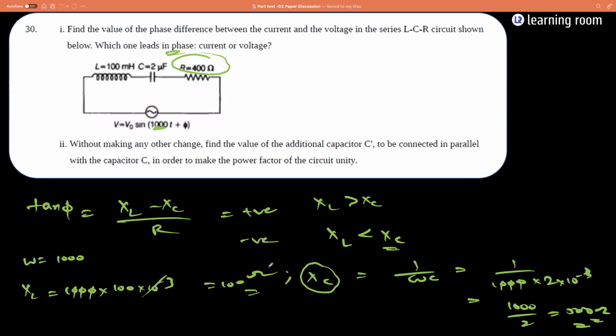Yes, sir. So since XC is greater than XL, you can say current leads the voltage because the capacitor is dominating. Okay. Without making any change, find the value of additional capacitor C dash to be connected in parallel with the capacitor C in order to make the power factor of the circuit unity. So if you take another capacitor and connect it in such a way that the power factor should be how much?